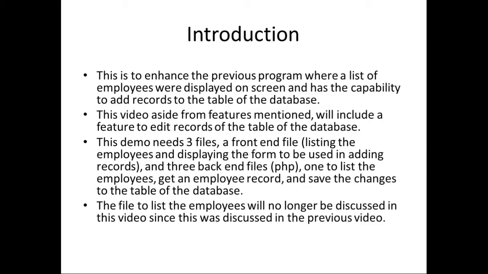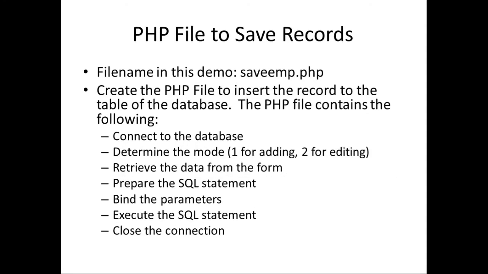the previous video. So this file makes use of JSON to retrieve the records from a table. After retrieving the records from a table, they are converted to a JSON string format. So please check the previous videos. So again, one of the files is a PHP file or a backend file to save records. In this demo, the file name of this file is saveemp.php.